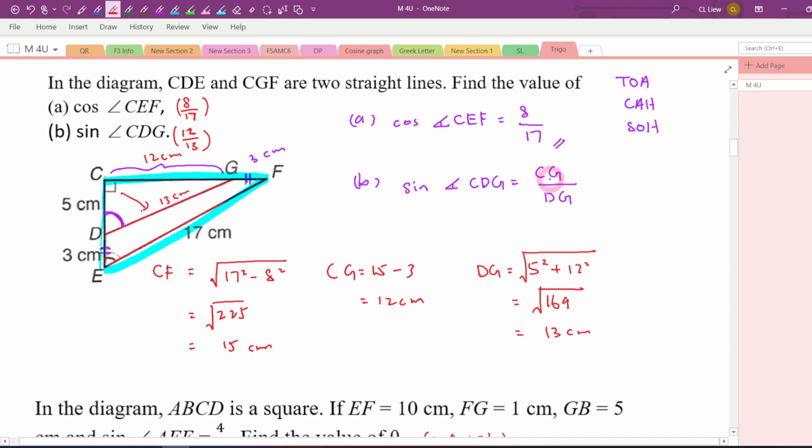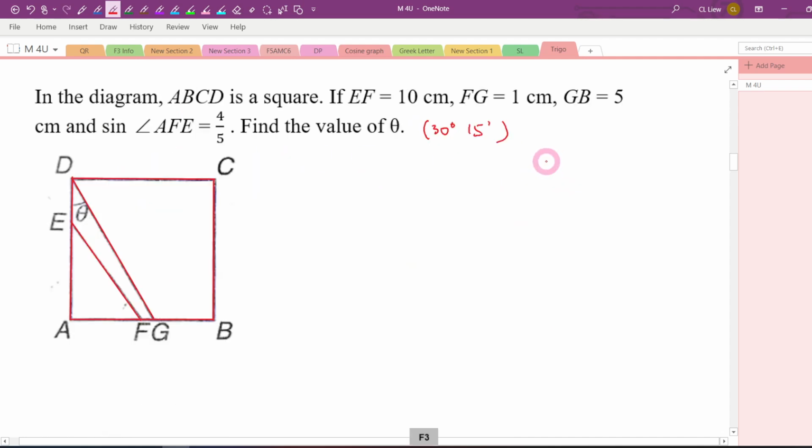Now we have all the information that we need. So just fill in. CG is equal to 12. DG is equal to 13. This is the answer for part B. 12 over 13. Let's try the last questions.